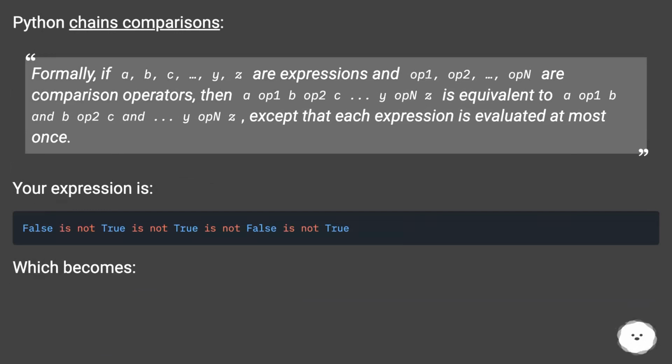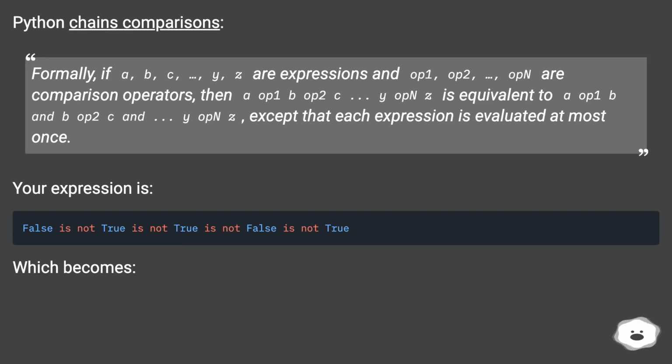Python chains comparisons. Formally, if A, B, C, Y, Z are expressions and op1, op2, opN are comparison operators, then a op1 b op2 c ... y opN z is equivalent to a op1 b and b op2 c and ... y opN z, except that each expression is evaluated at most once.